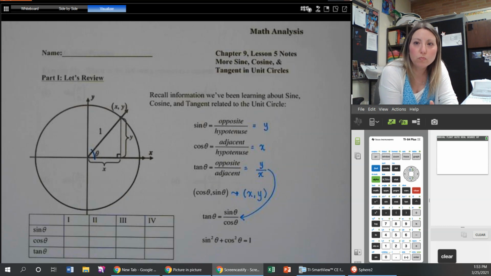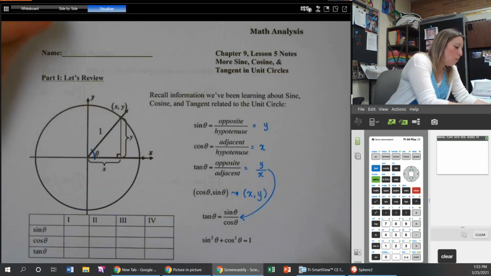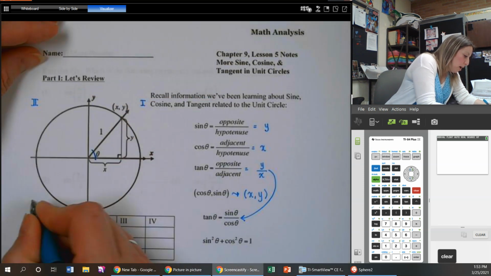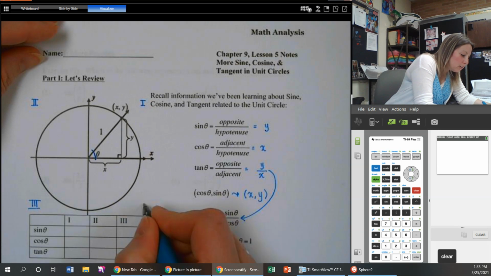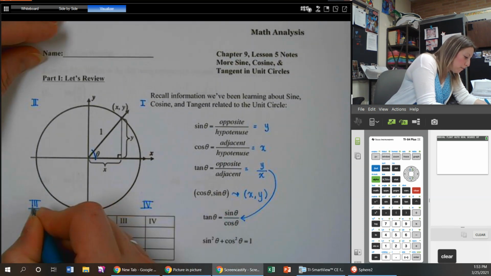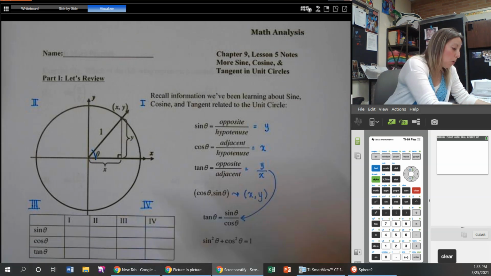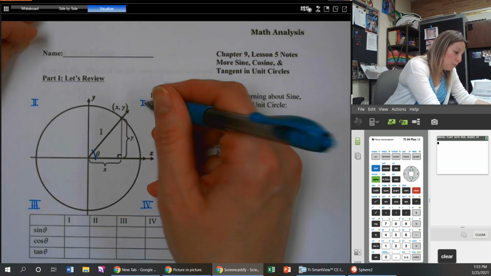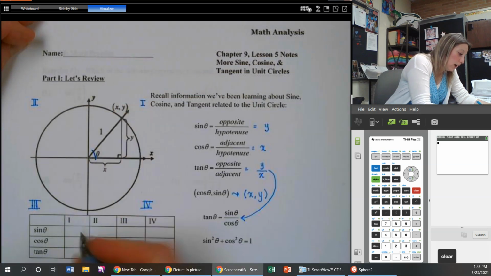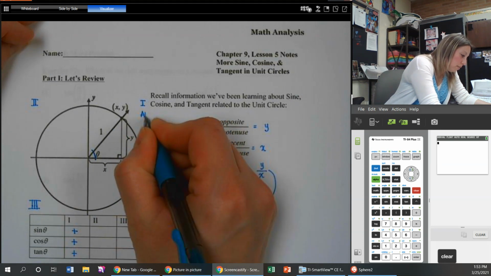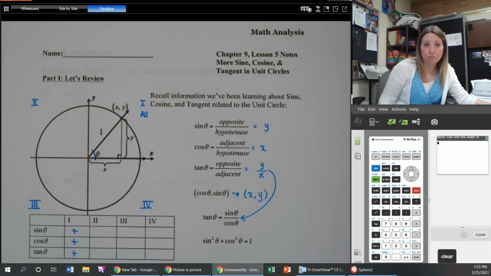Okay. The last thing I want to mention is what we started talking about in the last video, which was all about the signs of each of our trig functions in each quadrant. And it all had to do with how we were representing those in each of our quadrants, because x and y are positive here. That also means tangent will be positive here. So sine, cosine, and tangent are all positive in quadrant 1. All are positive in quadrant 1.